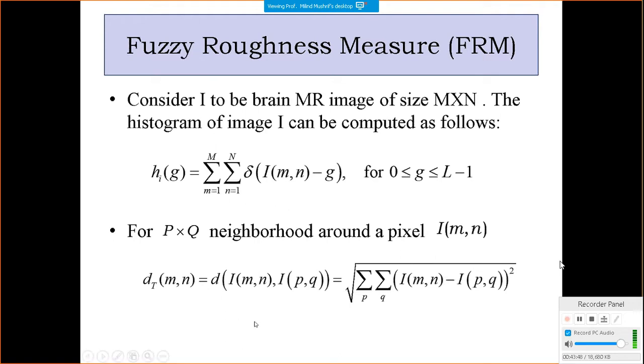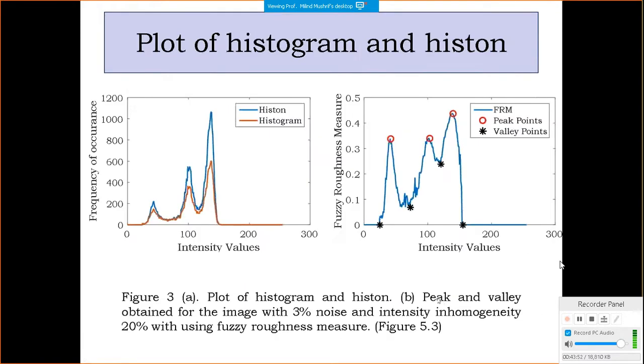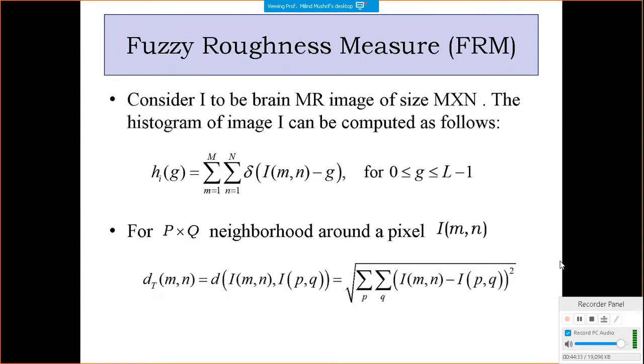So I will just show you one histon diagram. Here you can see a graph, basically two graphs. One is called a histogram and another is known as histon. This histon is drawn on the top of the conventional histogram. It takes into account the similarity of the neighboring pixels, and I will discuss that. So histon is another histogram plotted on the top of the histogram.